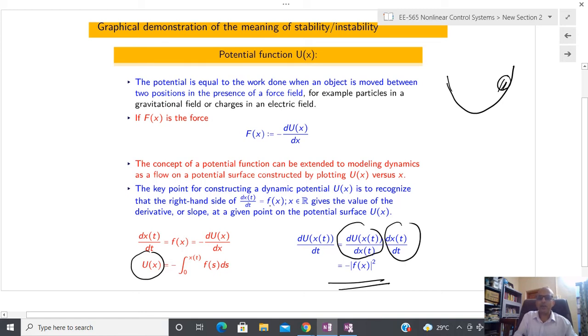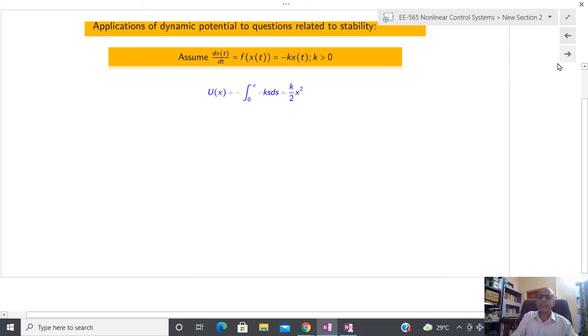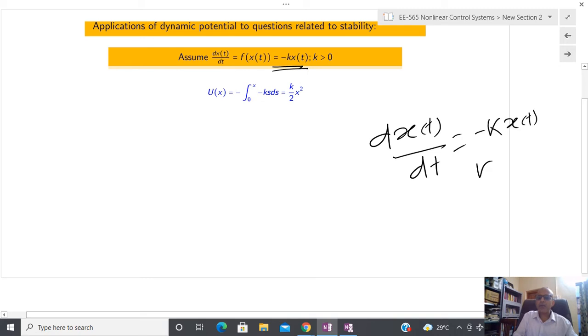Okay, this is a very generalized case, but now we are going to take a special case, and in this special case I am going to take the linear system. So what I am going to do now is take this system dx by dt equal to k x(t), and for this system I am going to construct some kind of potential function.